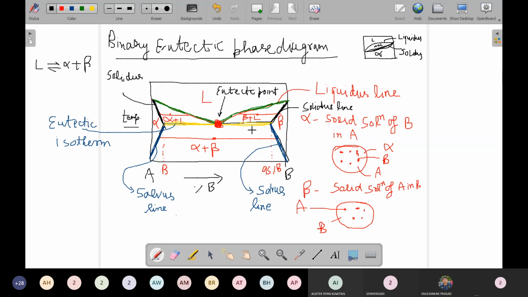Anyone remember that rule? What that rule is known as? That is nothing but the lever rule. We have already studied this lever rule, which is used to calculate the amount of phases present in a region. And in order to calculate the composition of phases, which rule do we use?